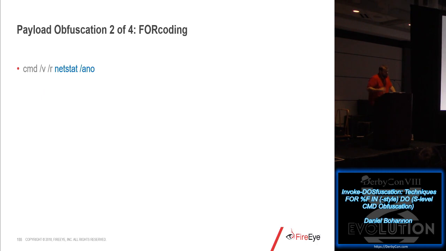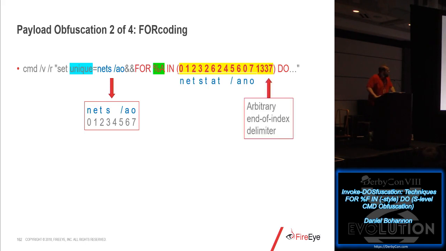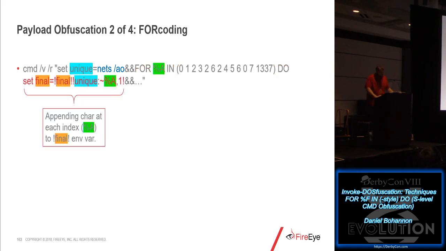In addition, well, yeah, we'll keep going with FORcoding. What we're going to do for FORcoding is take our netstat command and take the unique characters and set them in a variable called unique. And then we're going to iterate through a for loop and put the indexes of each character. So 0 for N, 1 for E, etc. And we're going to build out our netstat command by indexes, and then we're going to end with something that's kind of our delimiter, saying we're done.